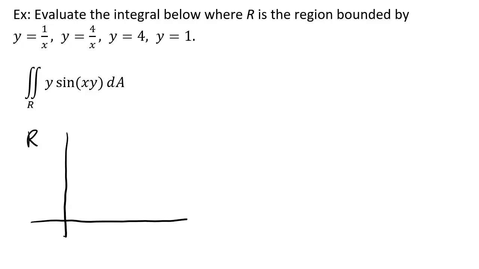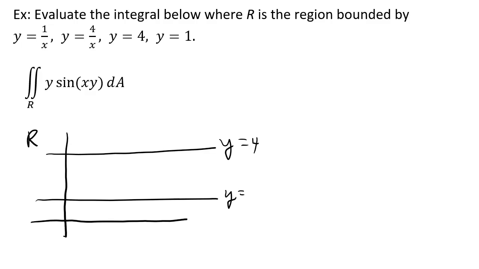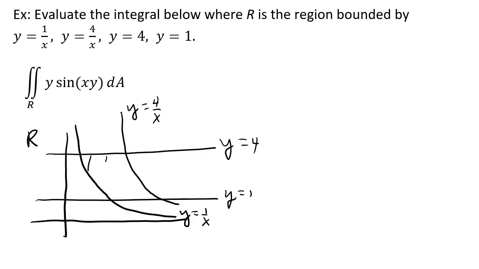what we're going to see, so we've got y equals 4 up here, y equals 1 down here, and then y equals 1 over x. We're only going to need the first quadrant portion of it because the other portion is in the third quadrant, which doesn't intersect those horizontal lines. So this is y equals 1 over x, and then y equals 4 over x. We've got this region here.